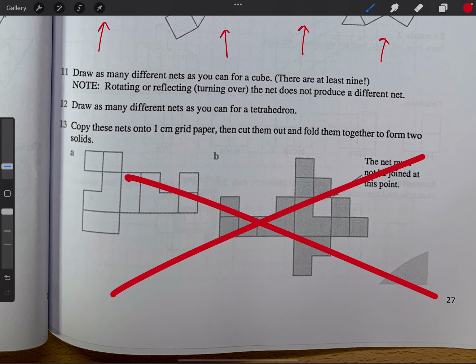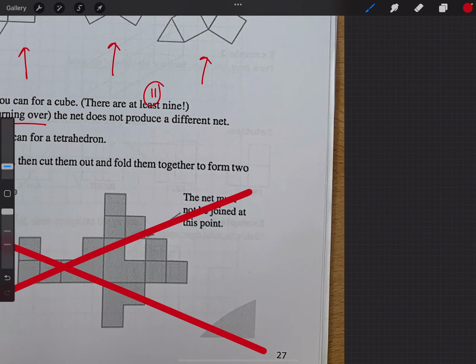Question 11. Draw as many different nets as you can for a cube. There's at least 9, so there's 11. Okay. Just draw a few, that's fine. Now remember that rotating or reflecting, turning over the net does not produce a different net. So for example, we might have a net that looks like this. If you turn this upside down, this is the same net. It's just been rotated. It's not a different type of net.